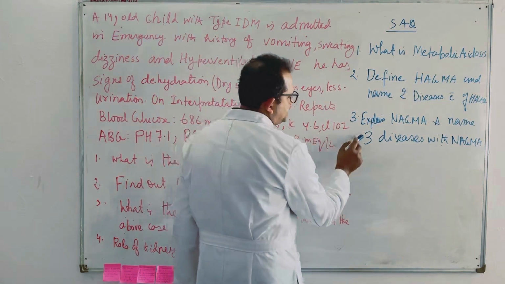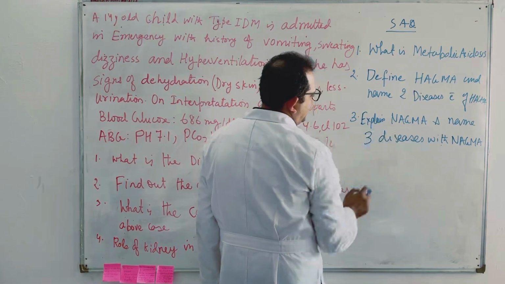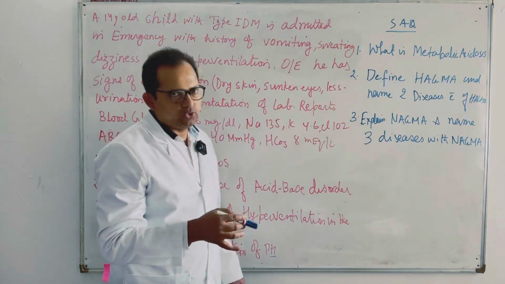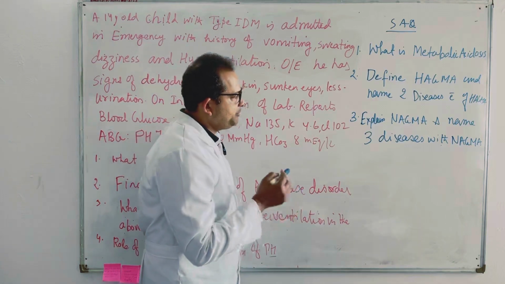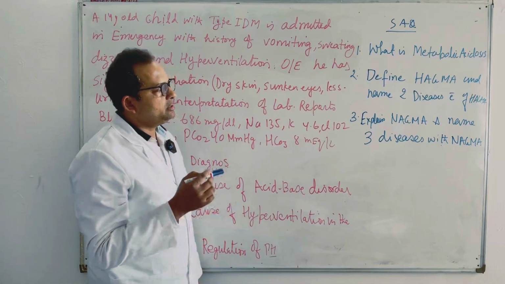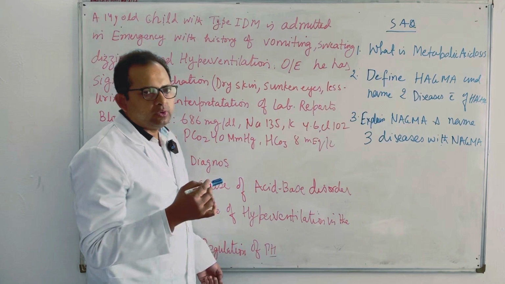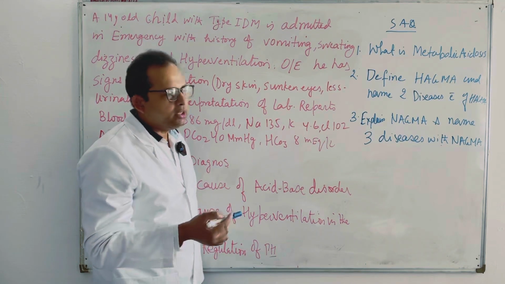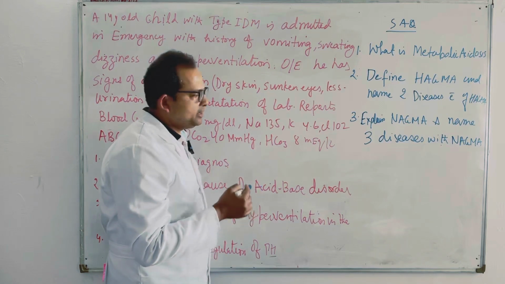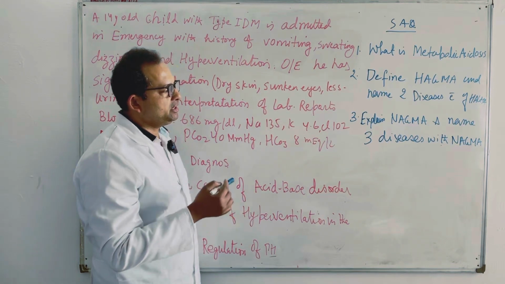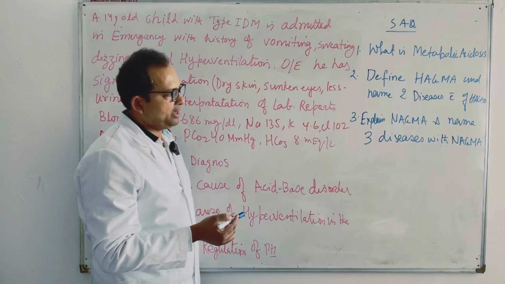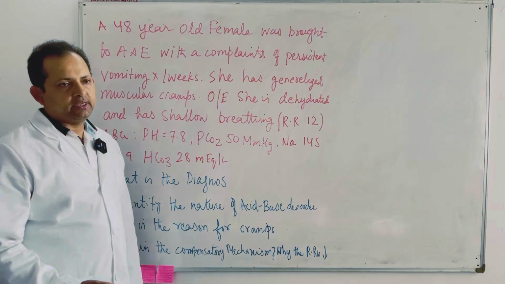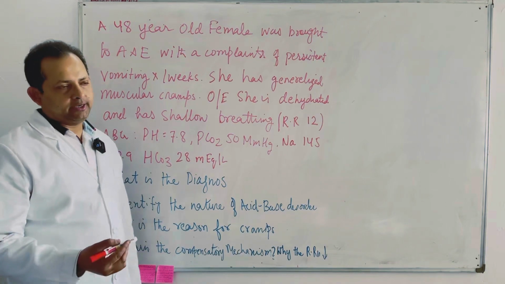Now the third question is, explain NAGMA, normal anion gap metabolic acidosis. You know that, and name 3 diseases with NAGMA. So again, the mnemonics of NAGMA have already been taught to you. You can find in there the 3 conditions in which NAGMA happens. Now let's discuss the second case study and the questions related to that.